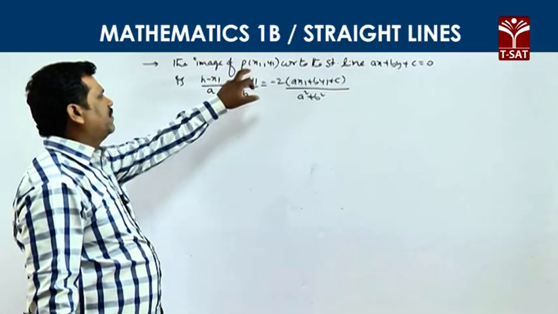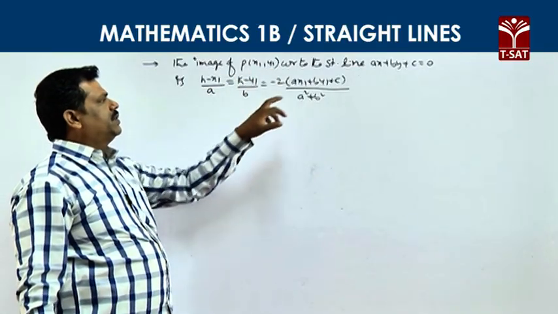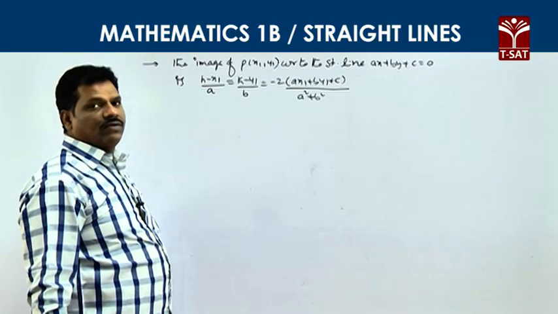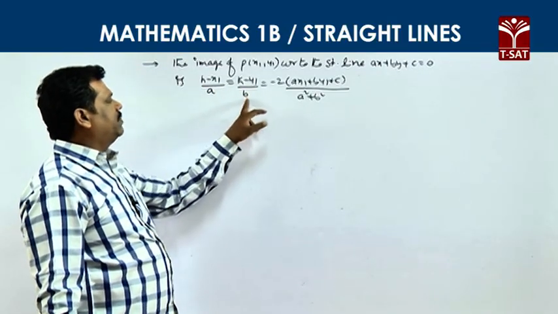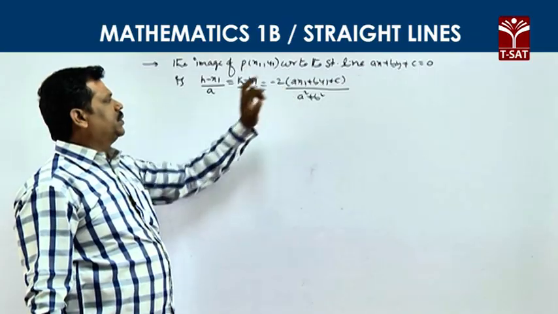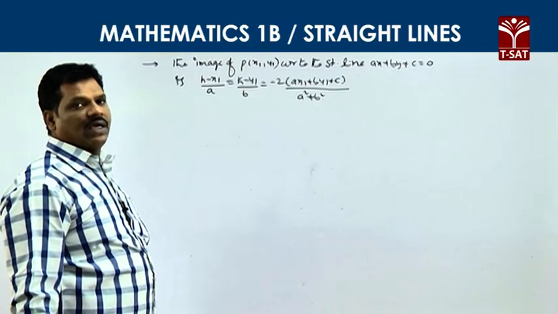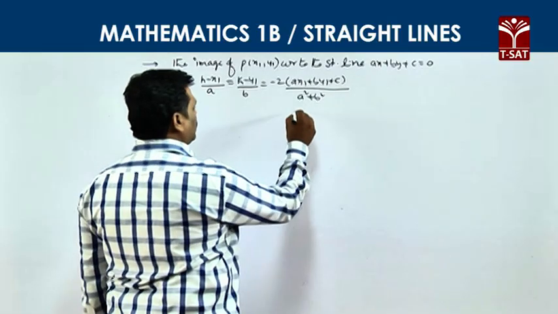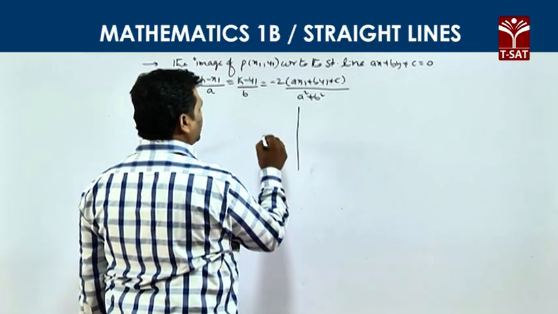The image of P(x1, y1) with respect to the straight line ax + by + c = 0 is (h - x1)/a = (k - y1)/b = -2(ax1 + by1 + c)/(a² + b²). Image means what, here? With respect to the straight line.